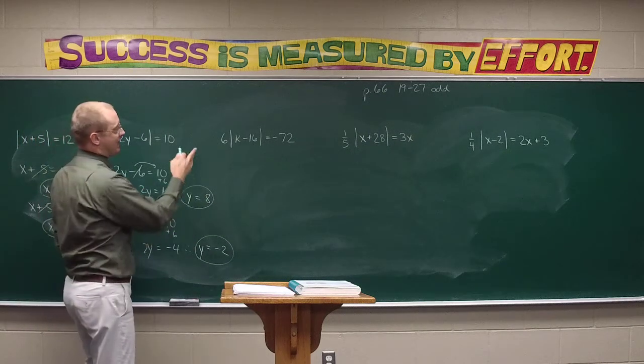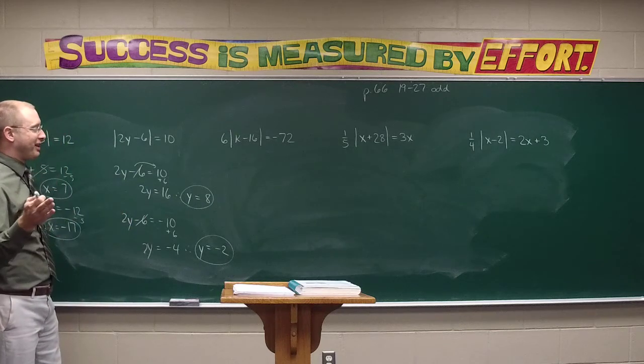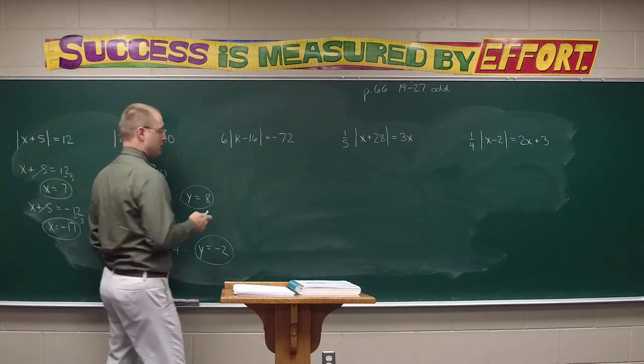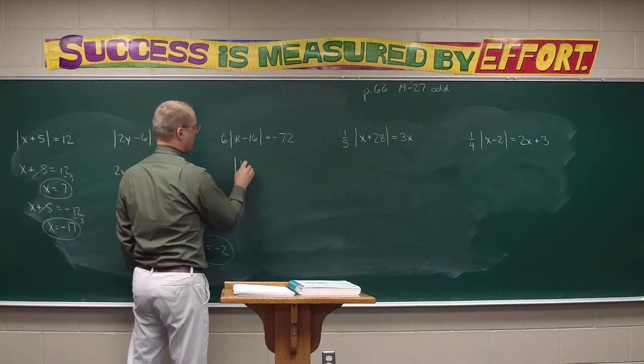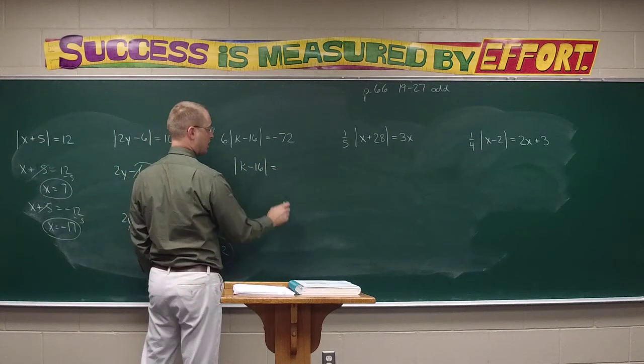Coming to Michael, on the next one, we aren't ready to do anything until we've isolated the absolute value, but all we have to do is divide negative 72 by 6. There we go. And that'll give us the absolute value of k negative 16 equals. Let me find that.